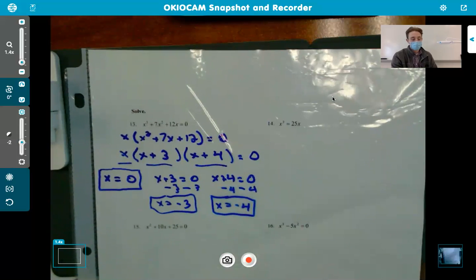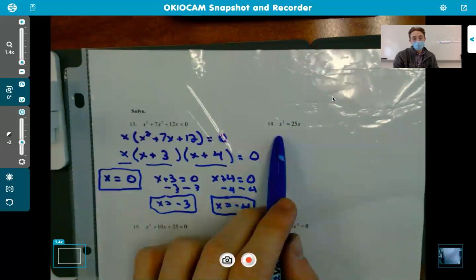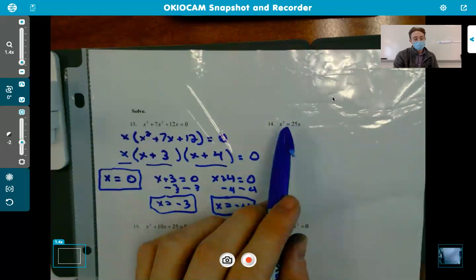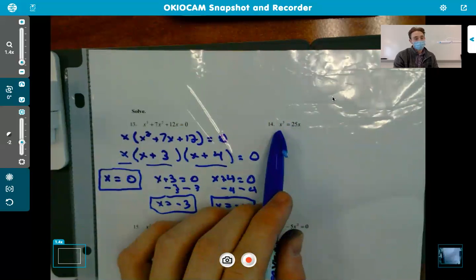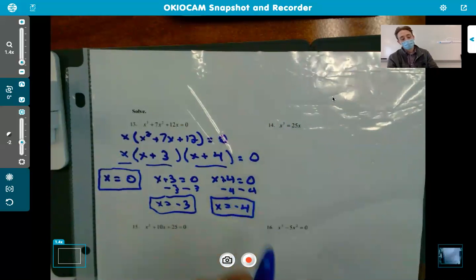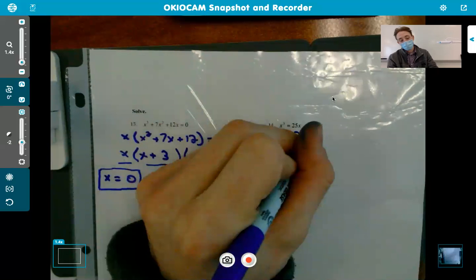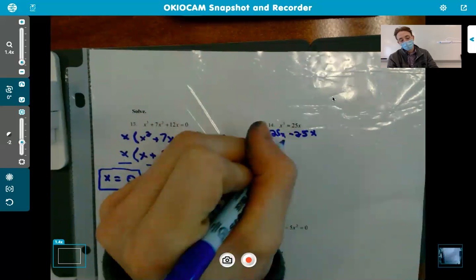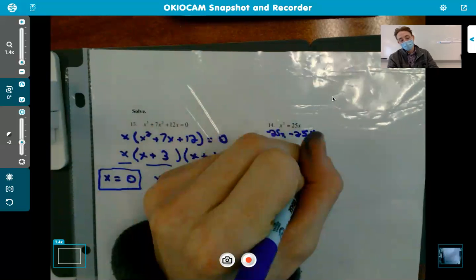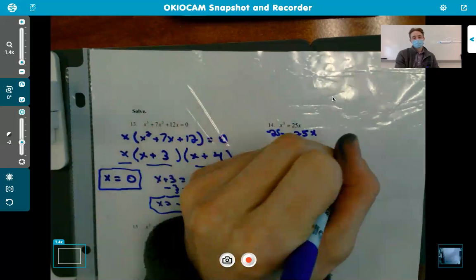Okay. Keep trucking along here with 14. I have x cubed equals 25x. It's the first thing I need to do: subtract 25x from both sides. Again, I don't want to move the x cubed at all because I want to make sure that that highest exponent is positive. So I'll subtract the 25x from both sides, and I have x cubed minus 25x equals 0 now.